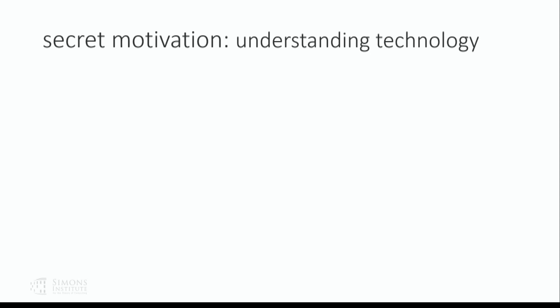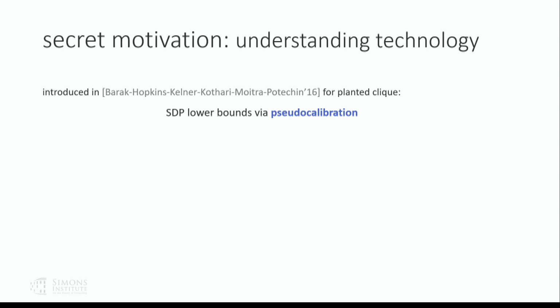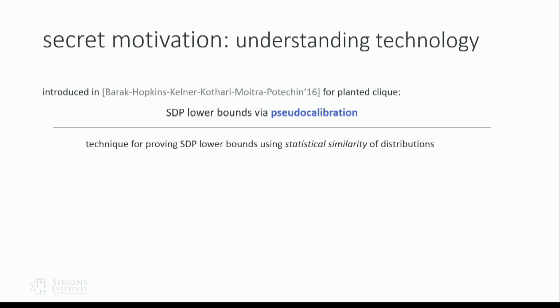Here's another motivating question. My secret motivation is trying to understand current technology. So in 2016, Barak et al., including Sam here, introduced a new technique for proving semidefinite programming lower bounds. This technique is called pseudo-calibration, and they used it in the context of planted clique. Without getting into too much detail, let me just say that pseudo-calibration at a high level is a technique for proving SDP lower bounds using statistical similarity of two distributions with different optimization values.